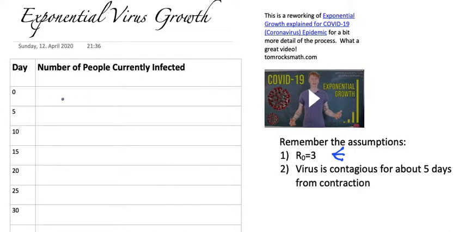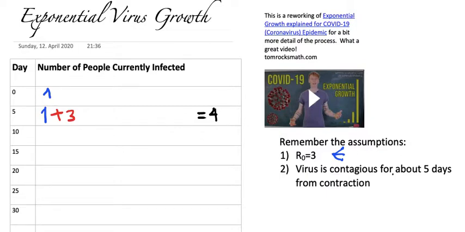So here we go. So what happens is on day 0, it's just the first person, okay? Now, what happens? In the next 5 days, this person infects 3 other people, and we now have a total, maybe I'll be systematic and put it here. We have 4, okay?